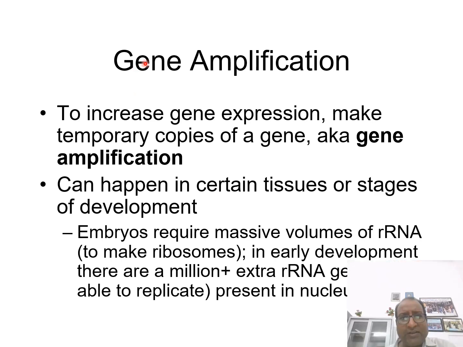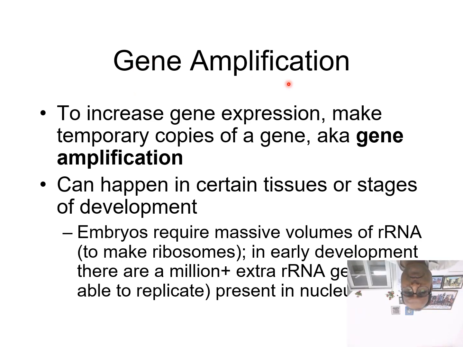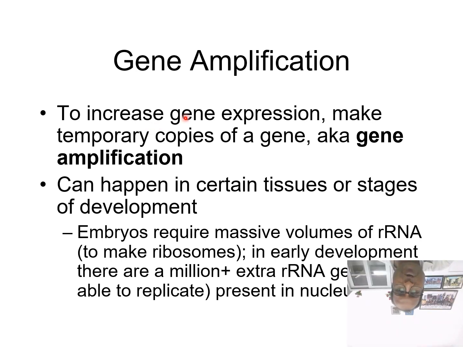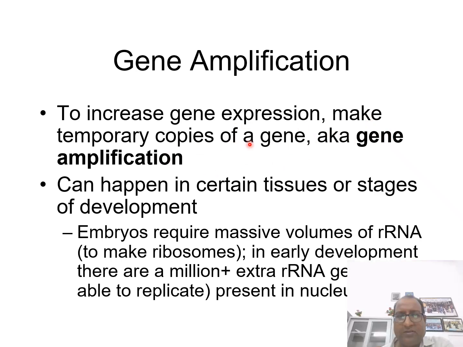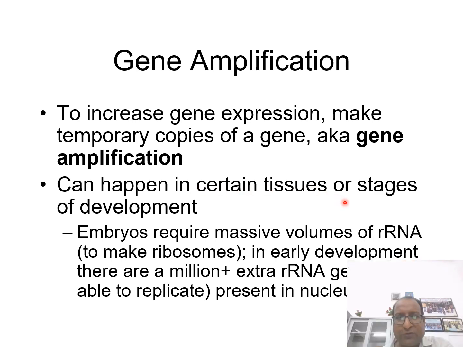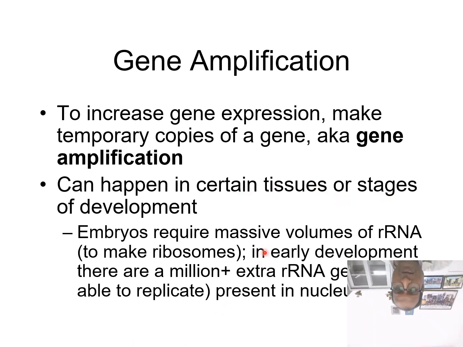So the second one is gene amplification. What is this gene amplification? Suppose the quantity of a gene's product is required in high amount. To increase the gene expression, temporary copies of the gene are made, which is gene amplification. Many temporary copies of the gene are produced at the same time. It happens in certain tissues or stages of development. The embryo requires a massive volume of ribosomal RNA to make ribosomes.